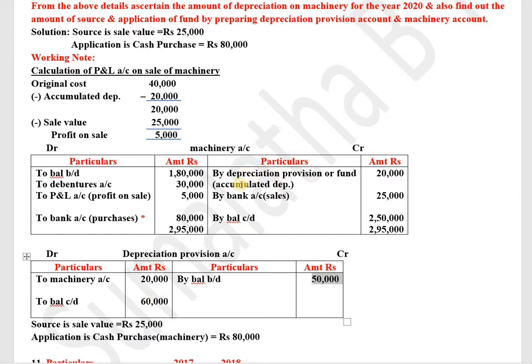Once you have taken this, you go for checking with the machinery account. Look at the provisions given here: depreciation provision or fund account. This has to be transferred here. So here, to machinery account, they have shown the 20,000. The 20,000 has been taken over here. Getting my point? That's all.